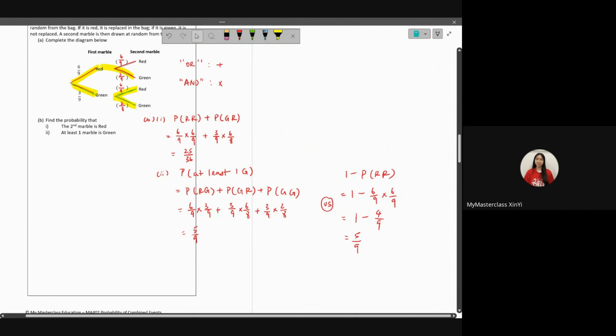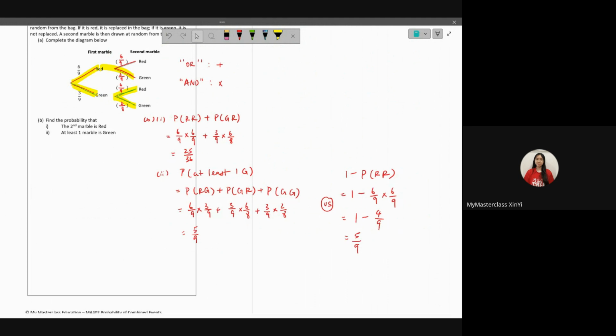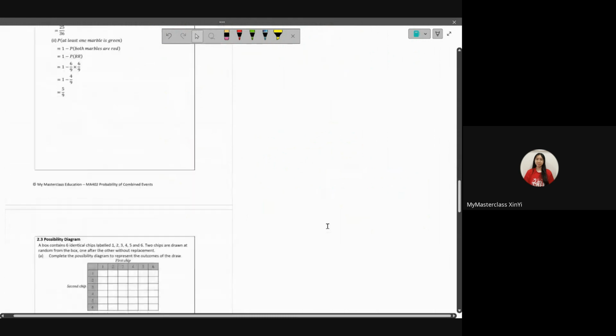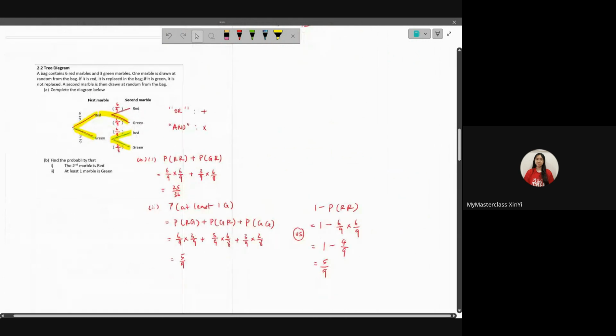Okay, so this is using the fact that your whole probability will add up to 1. Your probability maximum is always just 1. Okay, I will go through until here for now.